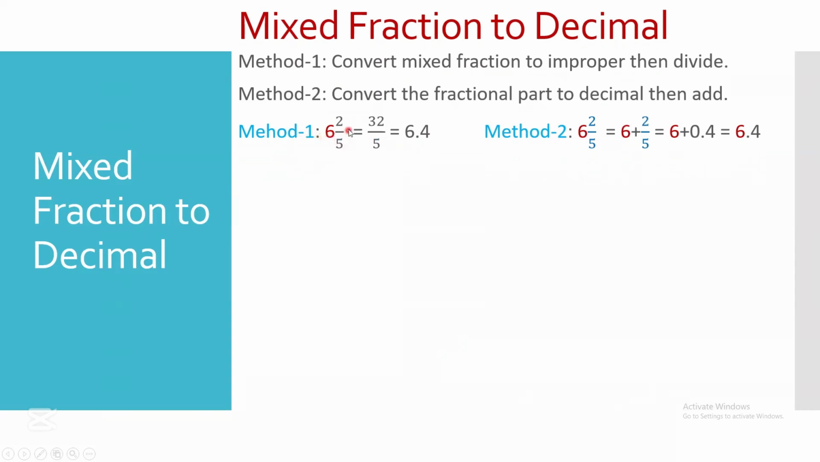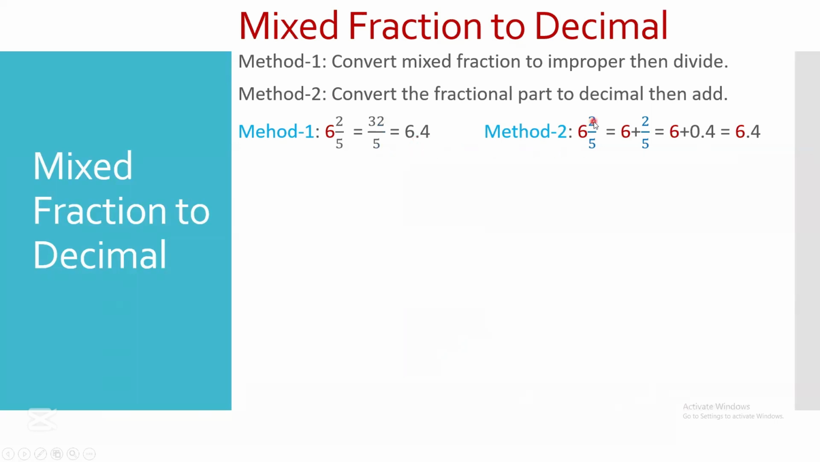Method number 1, so you see there is a mixed fraction 6 whole 2 by 5, and in this method number 1, we have converted it into an improper fraction. 5 multiplied by 6, 30, plus 2, 32 by 5. Then we have converted into decimal. By dividing 32 by 5, we will get 6.4.